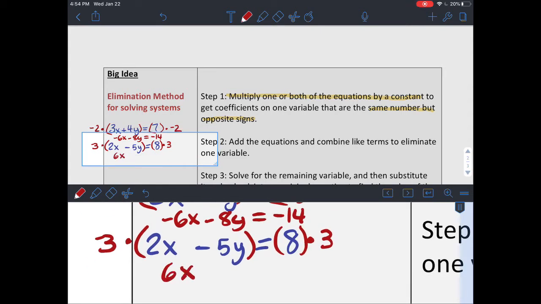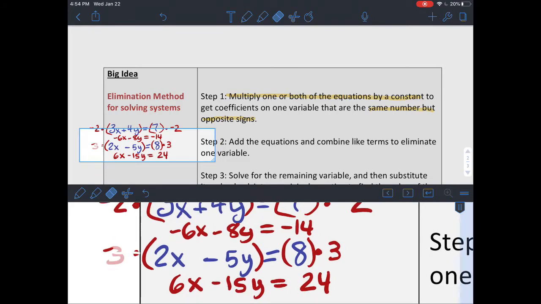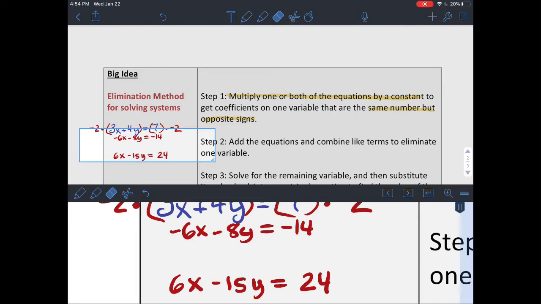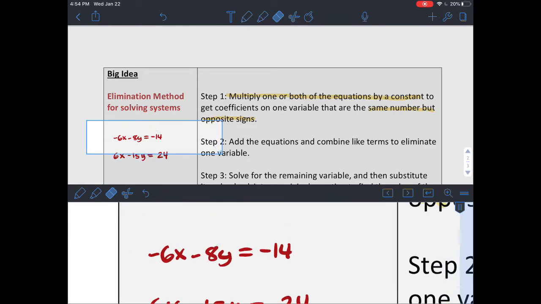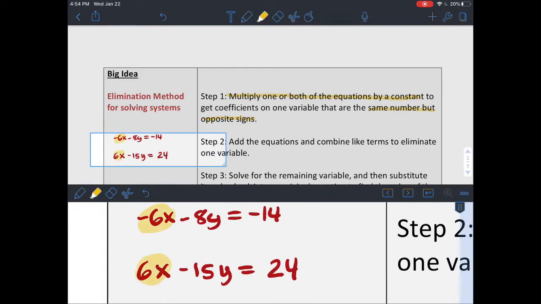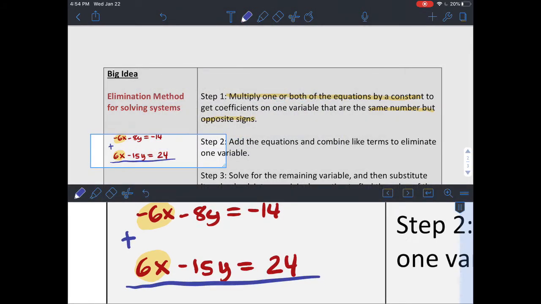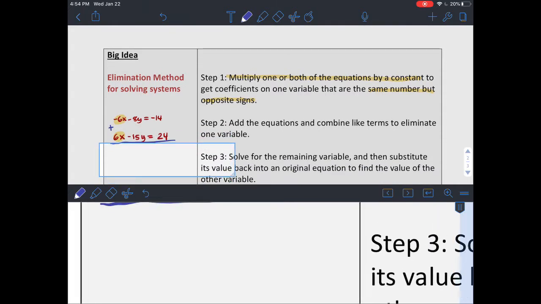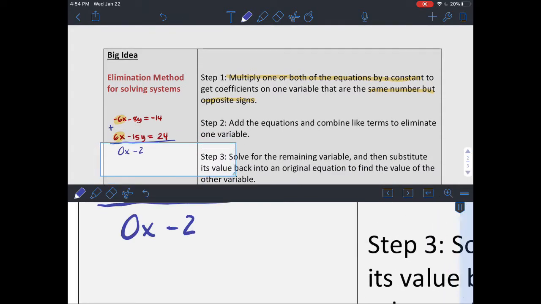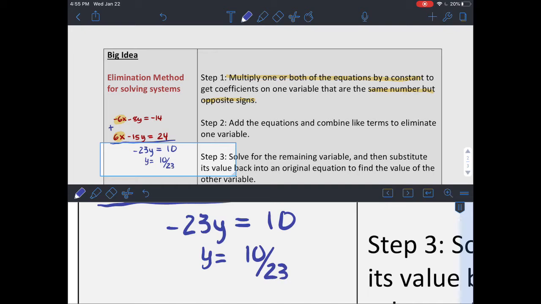So there's multiple ways you could do it. You could do a positive 2 on the first one, negative 3 on the second one. This is just what I chose. Any way that'll get you same numbers but opposite signs. So if I multiplied my equations by those constants, just made them look a little bit different, then I can add those two equations together. I'll get 0x, which is what I wanted, a negative 23y equals 10, and then I could divide by negative 23 and get my y value, plug it back in.